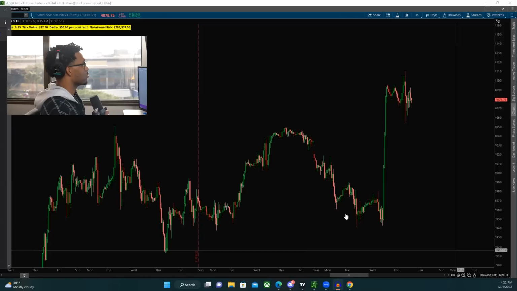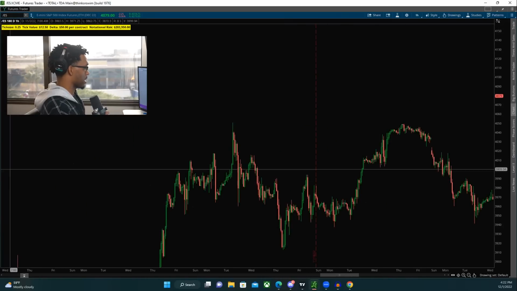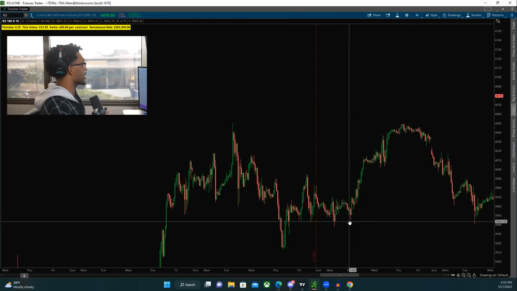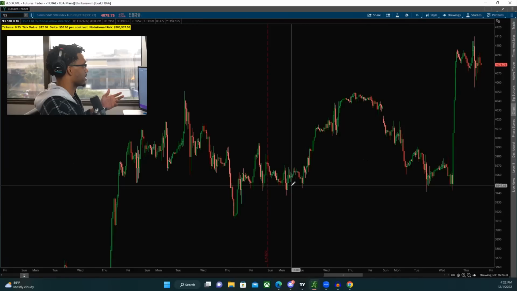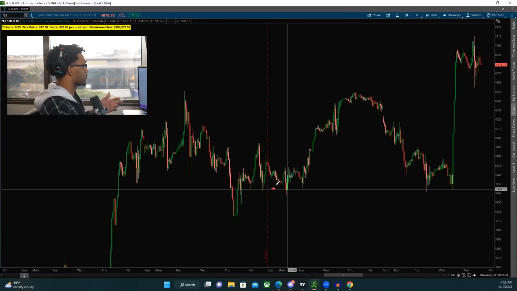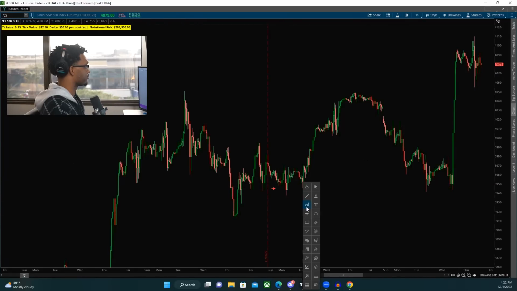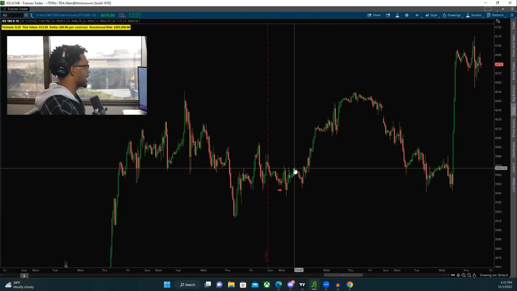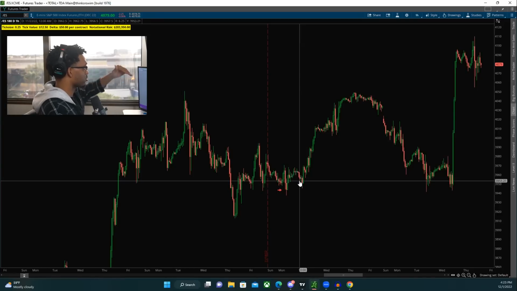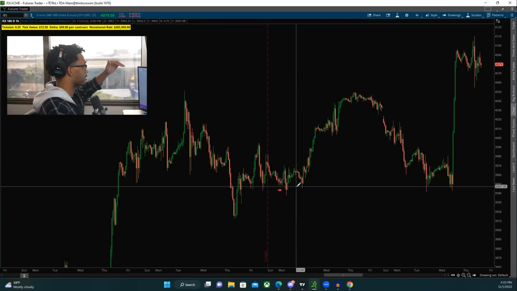For example, let's actually go to the chart really quick so I can explain this and you can have a visual at the same time. Make sure I'm sharing my screen. Yep. So let's say you bought right here on this candle, and let's say you got call options. It goes up here and then it retraces all the way back here.